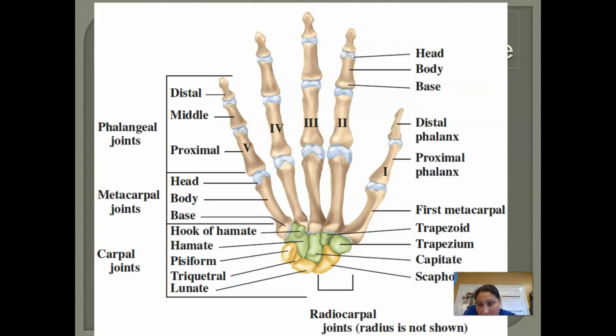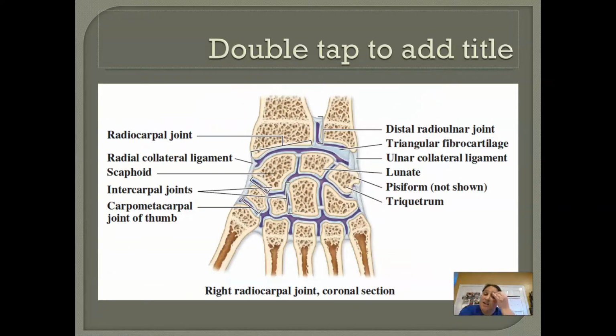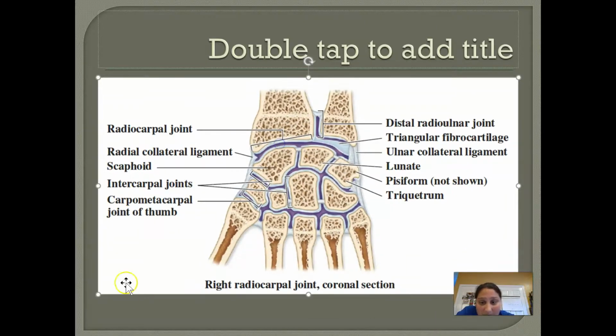And then looking at the next slide, this is just showing there's a ton of different articulations and ligaments that we're worried about. The most common fractured carpal bone is going to be the scaphoid, but the most common dislocated is going to be the lunate.